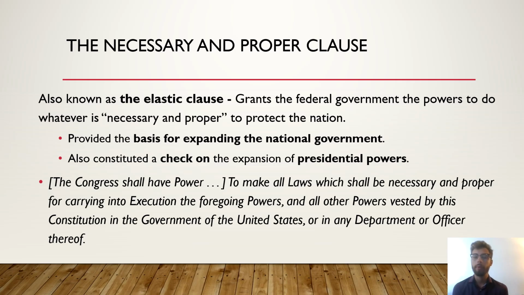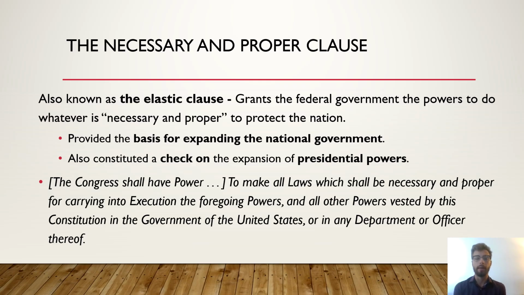So why do we have so many powers granted to Congress? Well, a lot of this is founded off of what is referred to as the elastic clause, also the necessary and proper clause. It states, quote, to make all laws which shall be necessary and proper for carrying into execution the foregoing powers and all other powers vested by the Constitution in the government of the United States or in any department or office thereof. This exclusively relates to Congress. I should have said that first part: the Congress shall have power to make all laws which shall be necessary and proper.